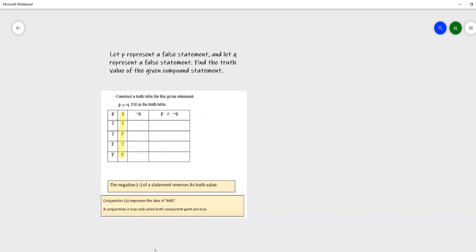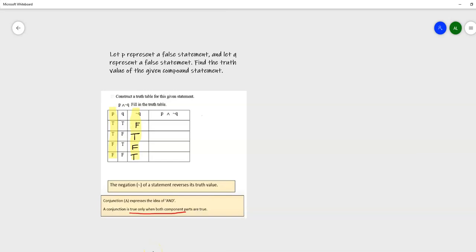So we have T, we negate T, that means F, right? True means false. False is true. True is false, and false is true. So we've negated Q. T went to an F, F to a T, T to an F, F to a T. Now we want to look at the entire compound statement. And remember, a conjunction is true only when both component parts are true. So we are comparing the column of P and not Q.